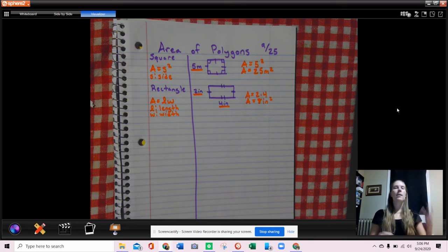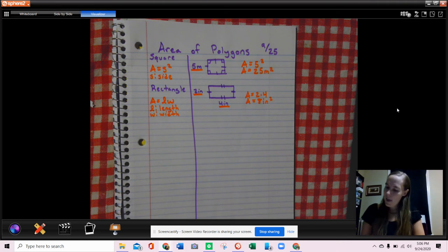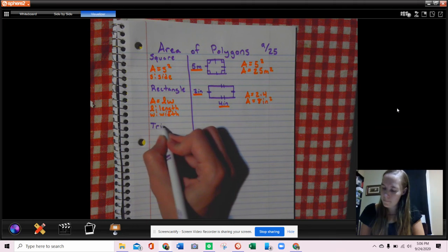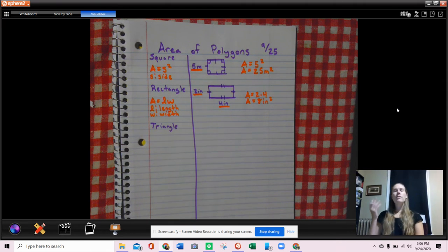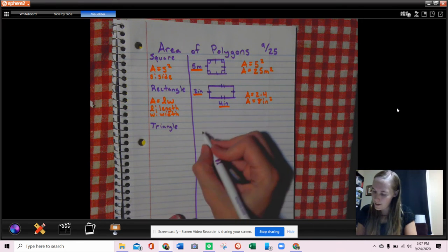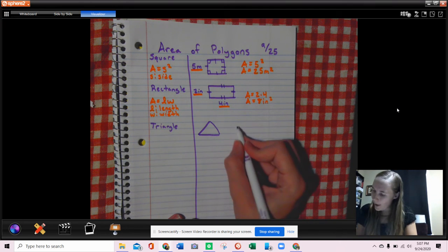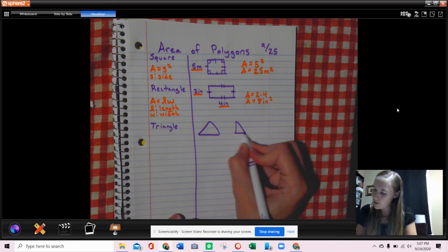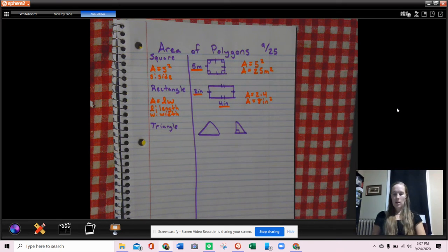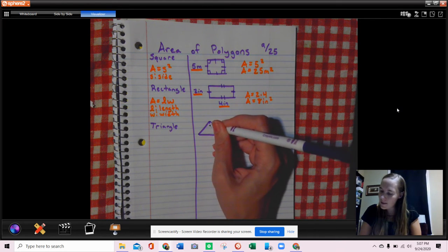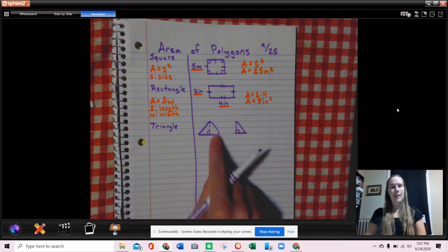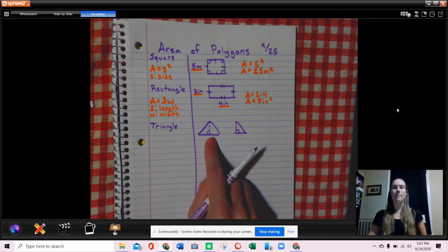The next one is also something that might be familiar to you, like the square and the rectangle, and that is our triangle. There's a bunch of different types of triangles. I'm going to draw 2 different ones just so we can think about it. So we have triangles that look like this, and we have triangles that look like this. The reason that it's important to think about the difference is when you're finding the area of a triangle that looks like this, you will see this dotted line in the middle.